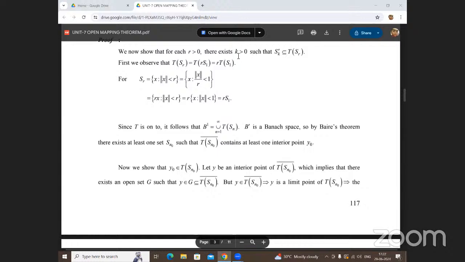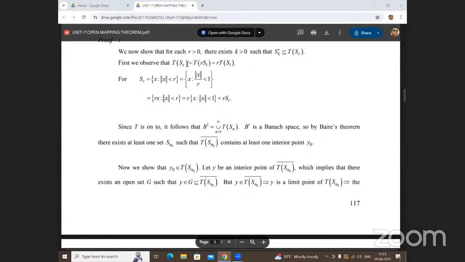So this k, the existence of the radius in the image of the open sphere, is S_k' that contains T of S_r, because S_r is an open sphere of radius r in capital B, and then the transformation of it is in S_k'. S_k' means the open sphere in B', so S_k' also belongs to B'.